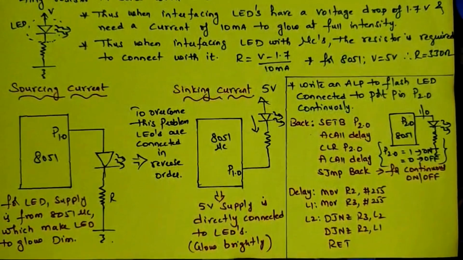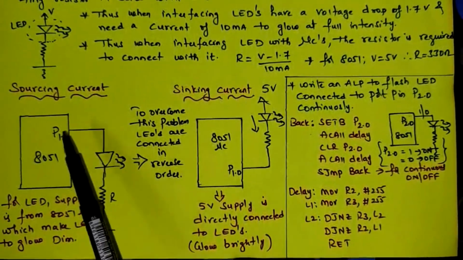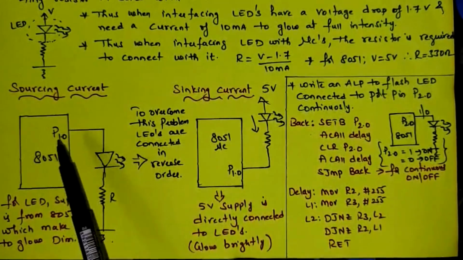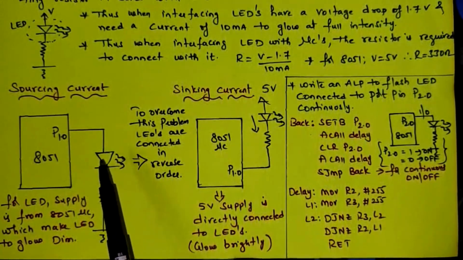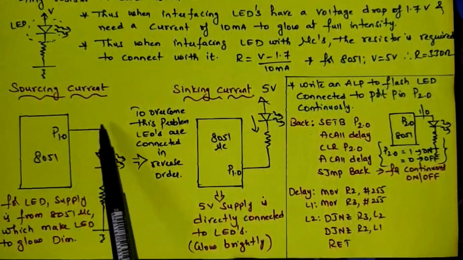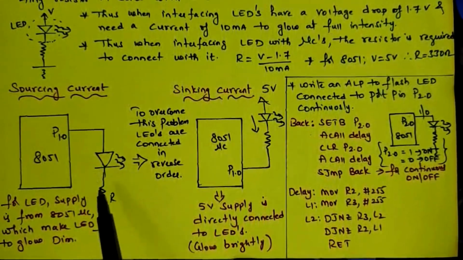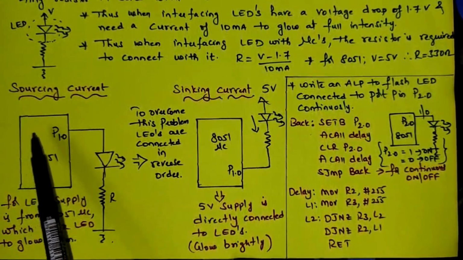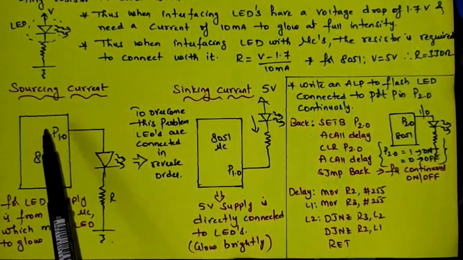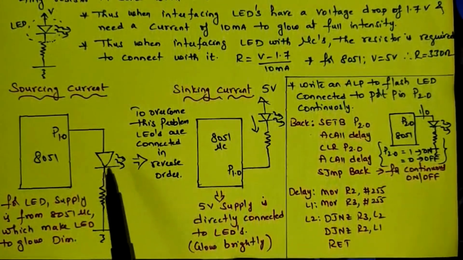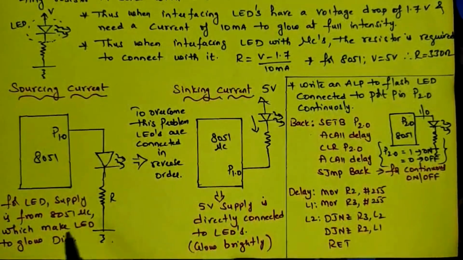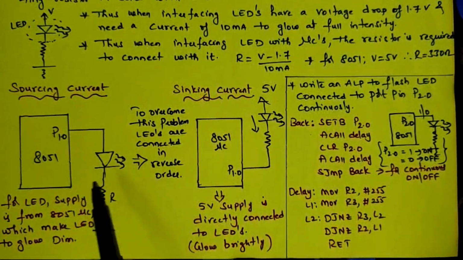Before going to the program, now we discuss one important concept, that is, what do we mean by sourcing current and sinking current. If you observe here, sourcing current means the supply for the LED is coming from the 8051, which makes the LED glow dim. Why? For the 8051 we are giving the supply as 5 volts, and from that 5 volts it is drawing some voltage. If that happens, it is known as sourcing current.